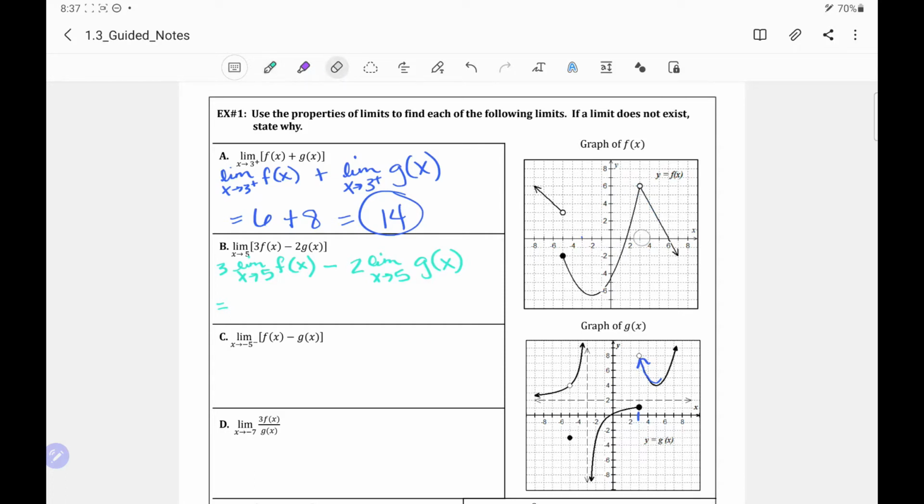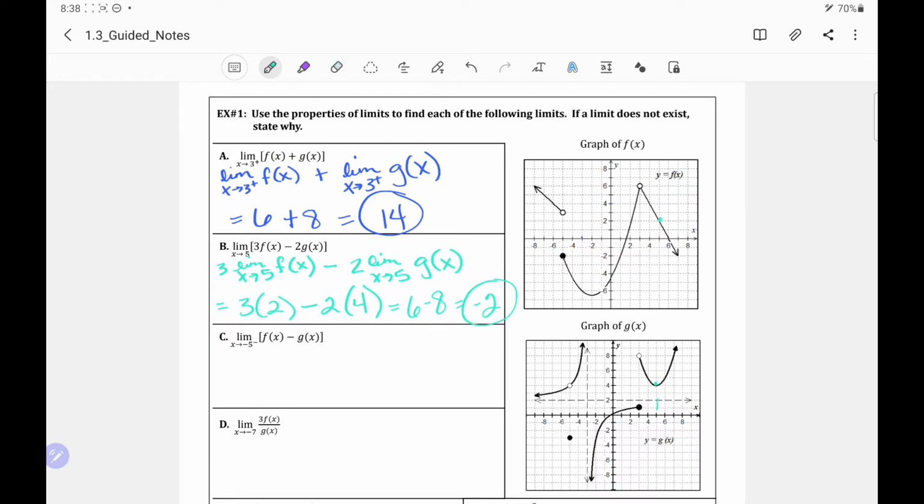So let me erase what I've already written on our graph so we don't get too much stuff. Let's look for 5. On f at 5, we're right here, and that's a positive 2 from both directions. So this is going to be 3 times 2 minus 2 times, let's find the limit as x goes to 5 on g of x. Here's 5, so we're right here at 4. So I've got 2 times 4. So I have 3 times 2 minus 8 equals negative 2.